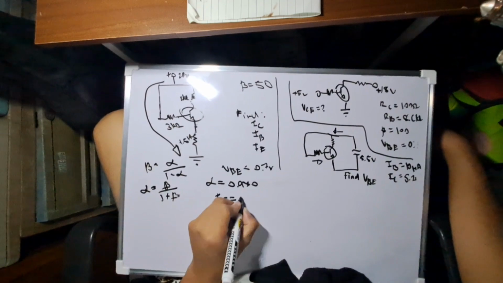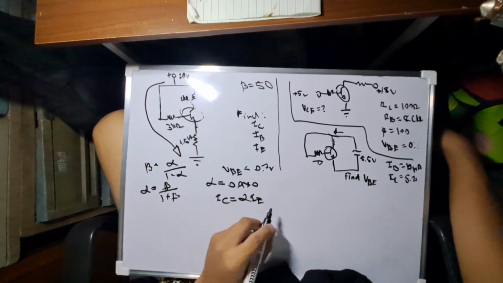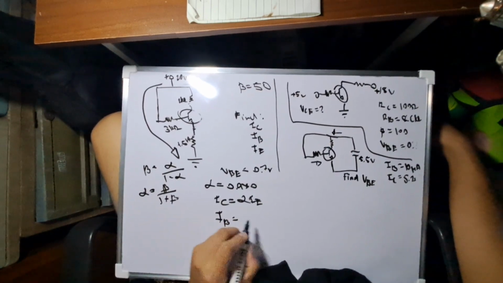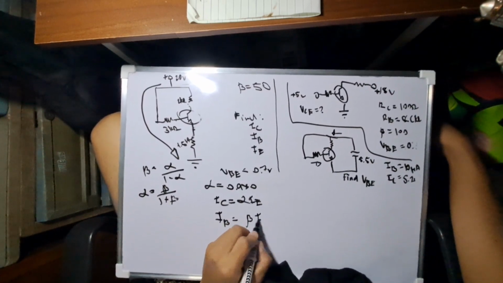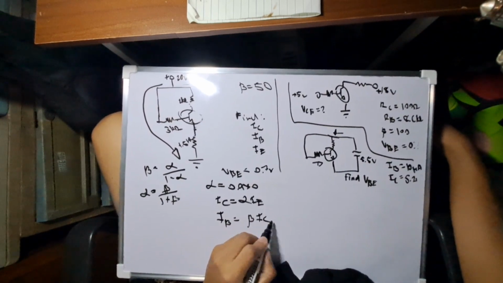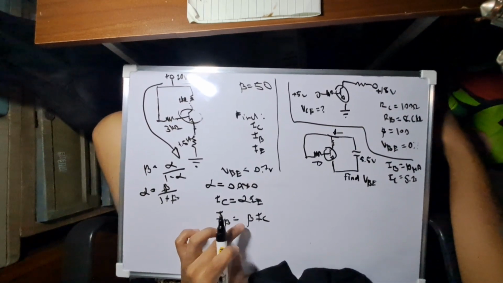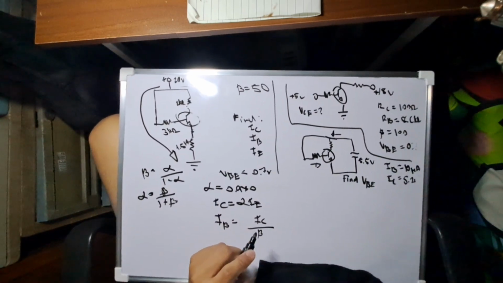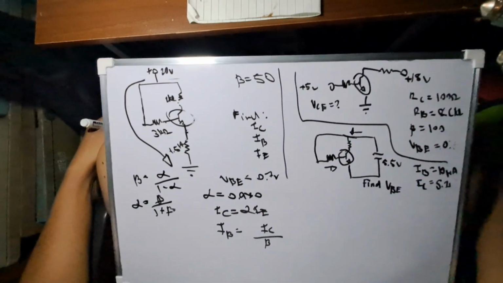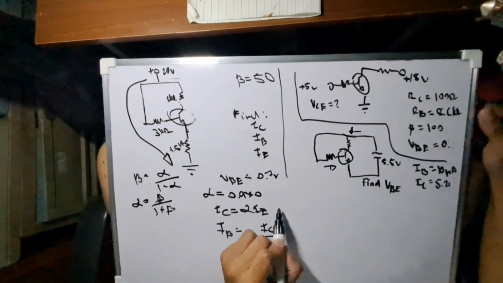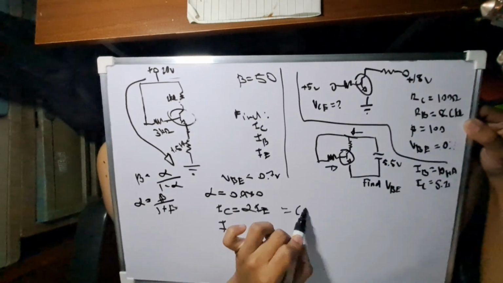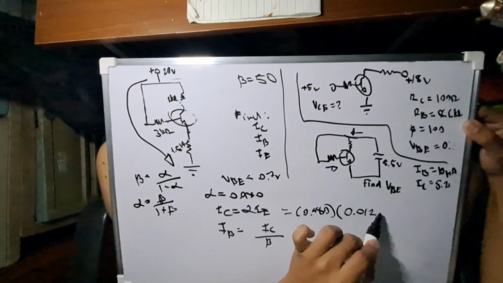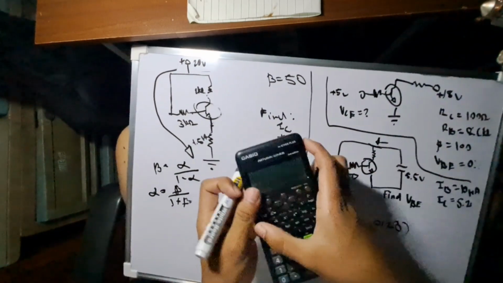IC is equals to alpha times IE, and IB is equals to beta times IC, over IC. This is one of the many formulas earlier, pero let's stick with this. So 0.980 times 0.0123. Tama ba? Tama.